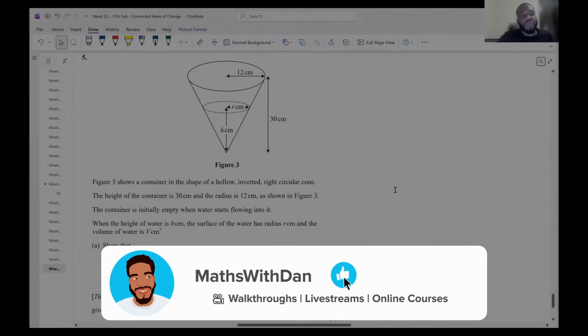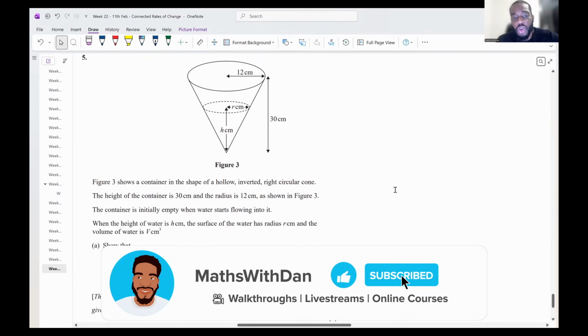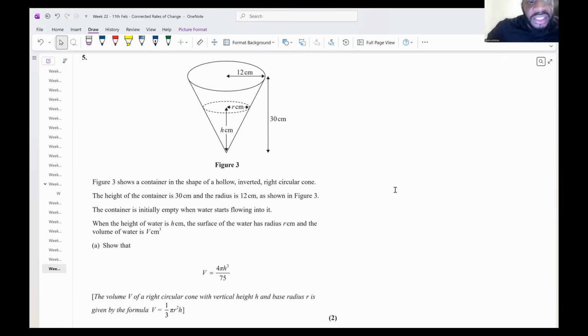So, figure 3 shows a container in the shape of a hollow inverted right circular cone. The height of the cone is 30 centimeters and the radius is 12 centimeters, as shown in figure 3. The container is initially empty when the water starts flowing into it. When the height of the water is h centimeters, the surface of the water has radius r and the volume of the water is V centimeters cubed. Part A: show that V is equal to 4 pi h cubed over 75.